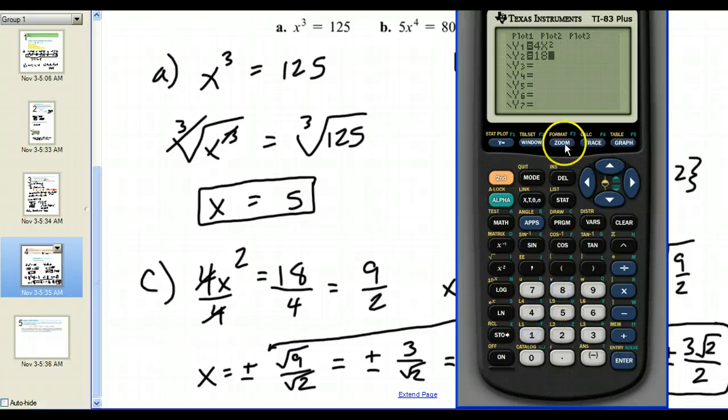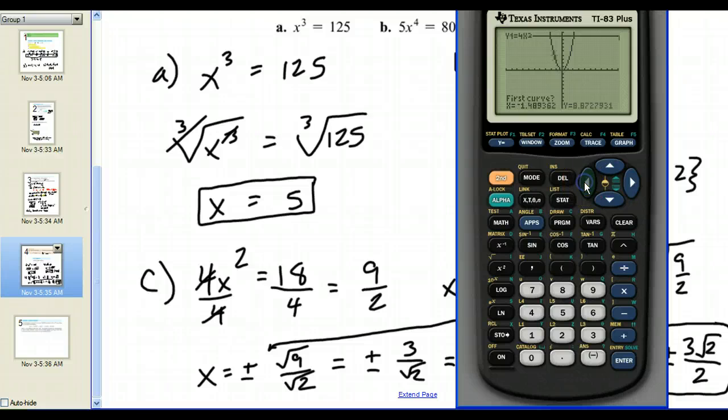Alright, graph it. I'm going to hit window, x from -10 to +10, and this time I need to set my y max. I'm going to make it go from -20 to +20. Then I hit graph. So there's our 4x squared, and there's our intersection with 18. Find those intersections.